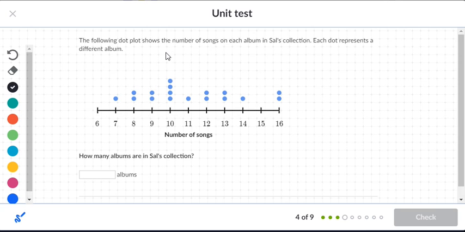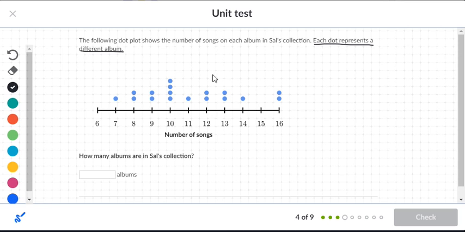Okay, now we have the following: the dot plot shows the number of songs on each album in Sal's collection. Each dot represents a different album. So how many albums are in his collection? This right here is actually the number of songs. But if you look at the instructions closely, they're saying that each dot represents a different album. So we want to figure out what those albums are.